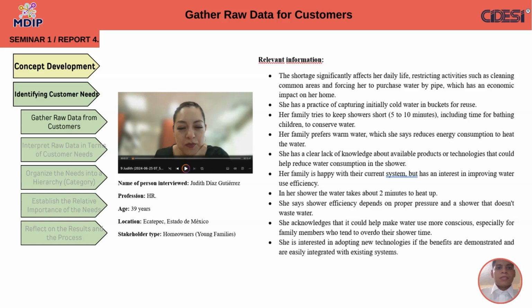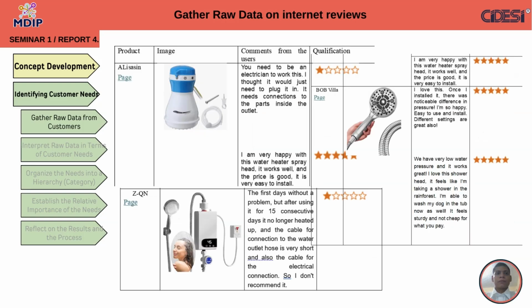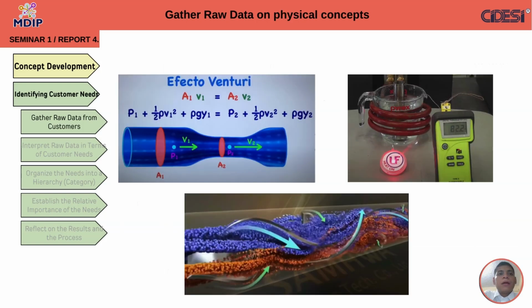The following step was carried out: collect raw data from customers. A total of 52 interviews were conducted, which are in the selection matrix, and relevant information was collected from the interviews. User feedback on existing products was reviewed to analyze what customers value about these types of products. The review of existing products led us to review physical principles that could be useful in the future.